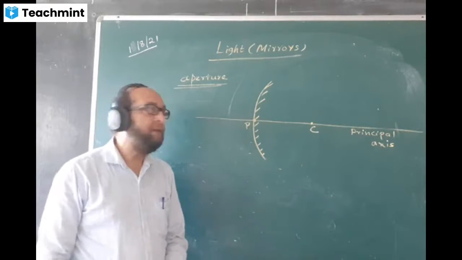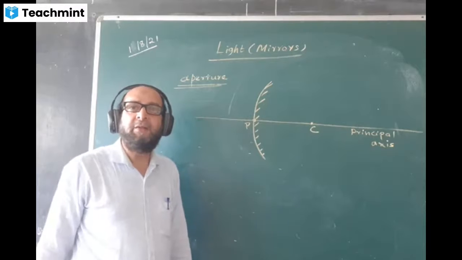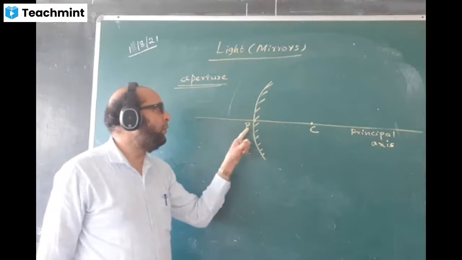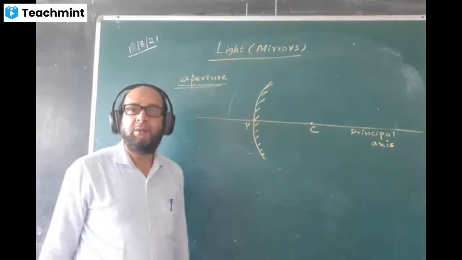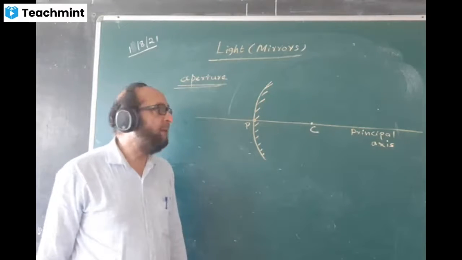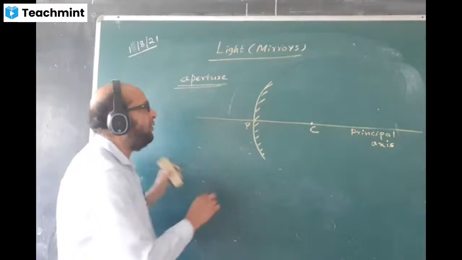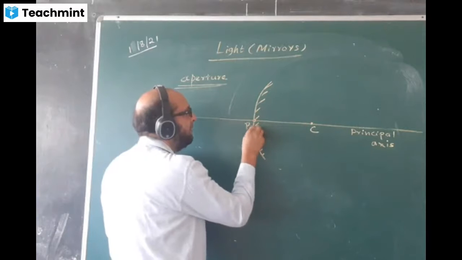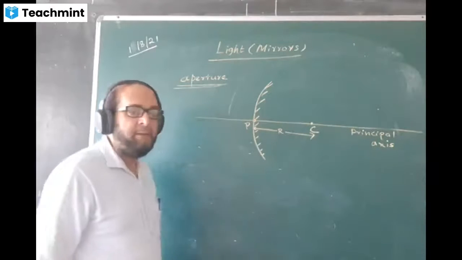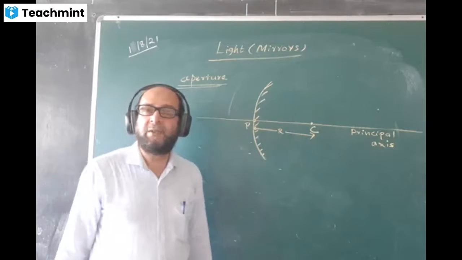A straight line joining the point P and C. This is just to learn. It may not come, but the definition of center of curvature may come in the exam also, and you are supposed to know. A straight line joining the pole with the center of curvature is known as the principal axis. The distance between pole and center of curvature, from P to C, is called the radius of curvature, denoted by R.